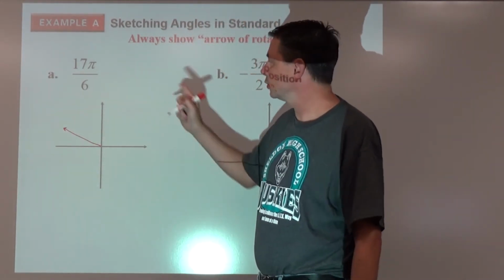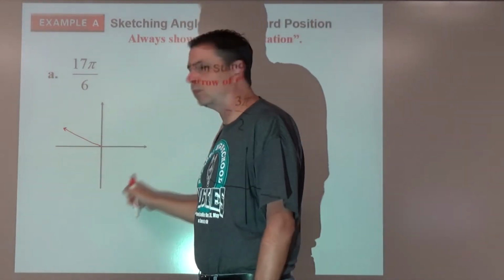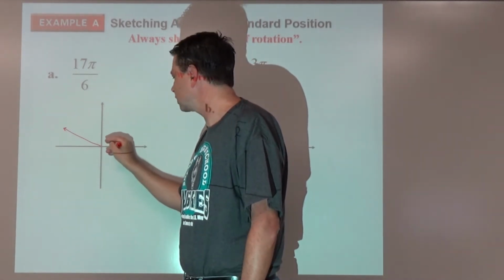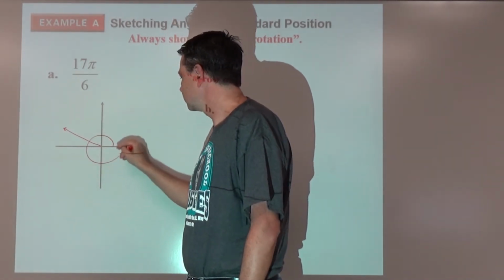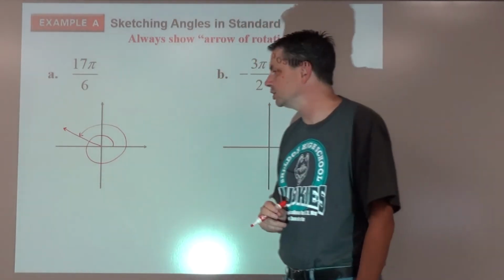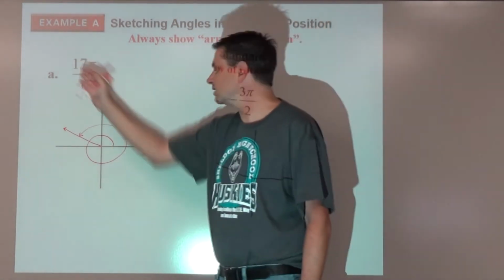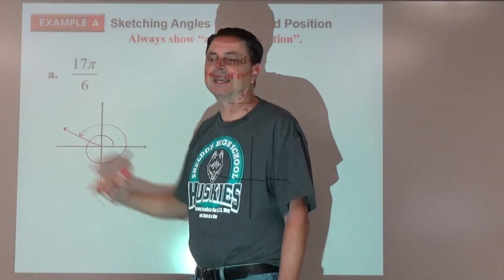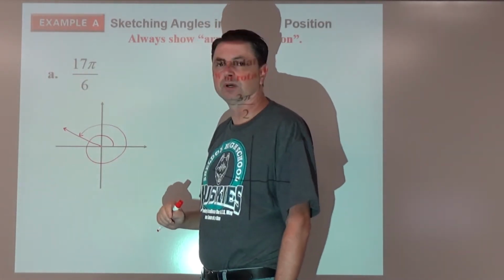And then show the arrow of rotation. We went more than one way around, so we're going to start here. Show the arrow of rotation. When it's positive, we rotate counterclockwise to begin with.